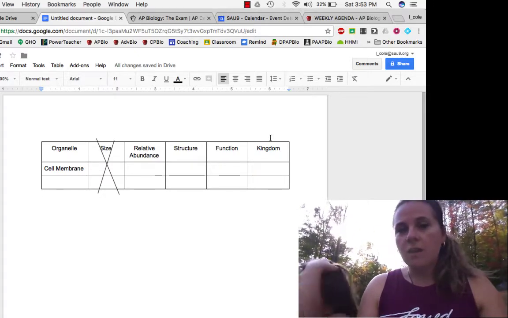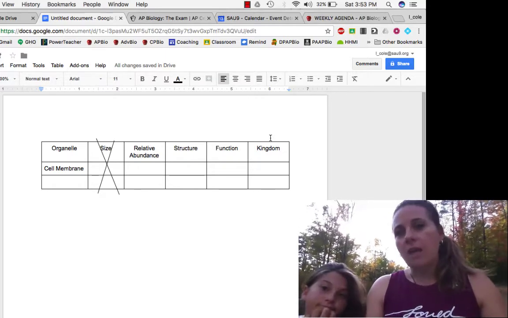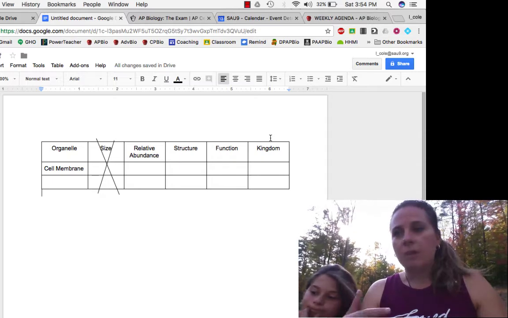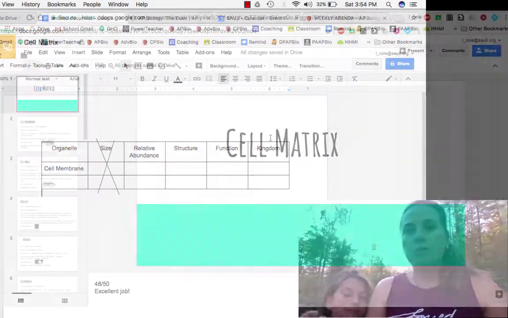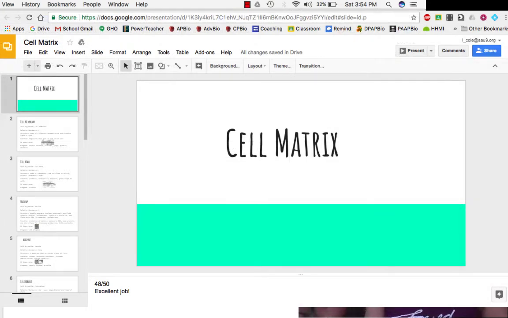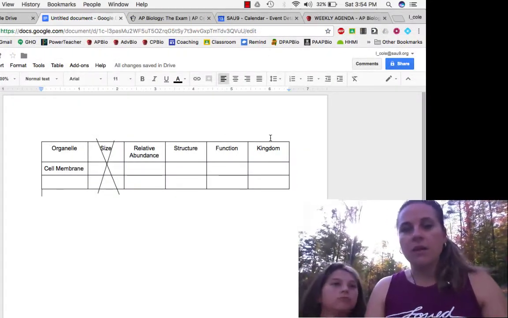First off, you're going to see that you really have two options on how you handle this project. You can either make a big poster with tables showing all of the different structures, or you can do it in the form of a Google Slides where you will put one of the organelles per slide.